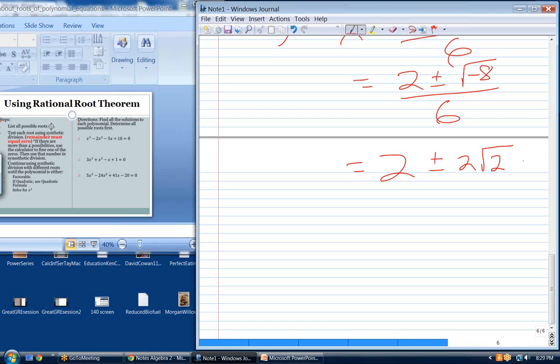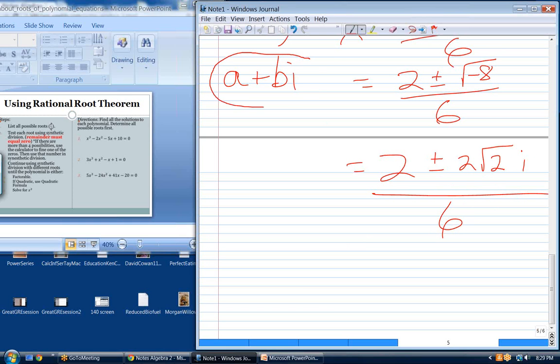Where does the i go? Like that? It doesn't matter as long as it's not under the sign. Well, it actually kind of does matter. You want your answer to be in a plus bi format. You're right that at this point it doesn't really matter. I can put that i anywhere as long as I don't put it in the radical. But I want to reduce this. In other words, this isn't my final answer. I want to get it in that kind of format. So what's my next step?